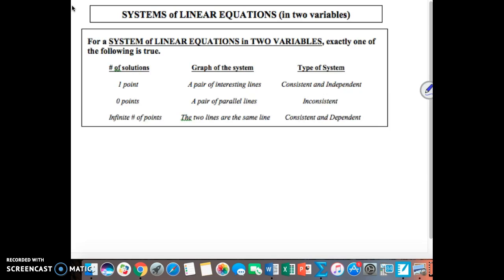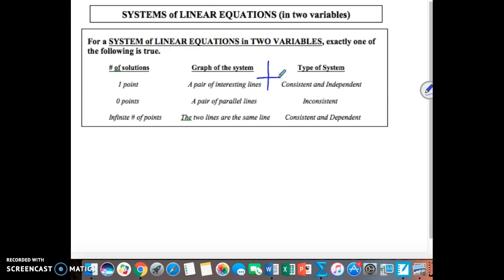As you can recall from Algebra 1 and 2, for a system of linear equations in two variables, exactly one of the following is true. The number of solutions is either 1, 0, or infinite, and we can determine that based off of substitution, elimination, or graphing. The graph of the system with one solution is just a pair of intersecting lines.